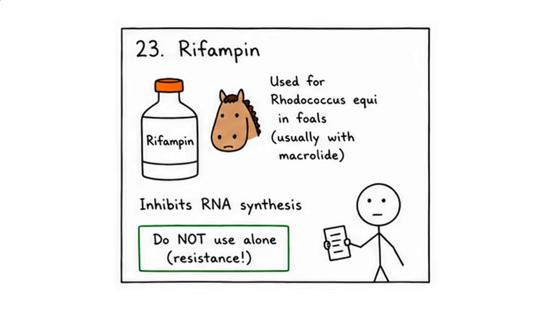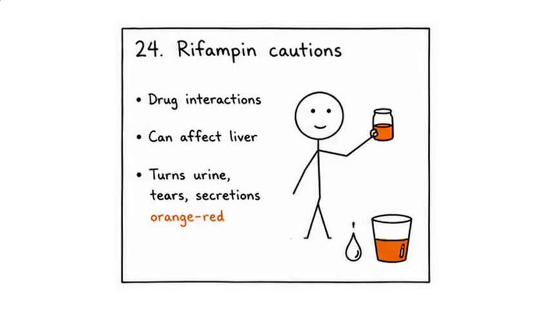Rifampin is another special drug. It inhibits bacterial RNA synthesis and penetrates cells well, which is one reason it is used in some difficult infections, such as Rhodococcus equi in foals, usually with a macrolide. But rifampin should not be used casually or as monotherapy because resistance can develop quickly. It also has drug interactions, can affect the liver, and can turn urine, tears, or other secretions orange red.